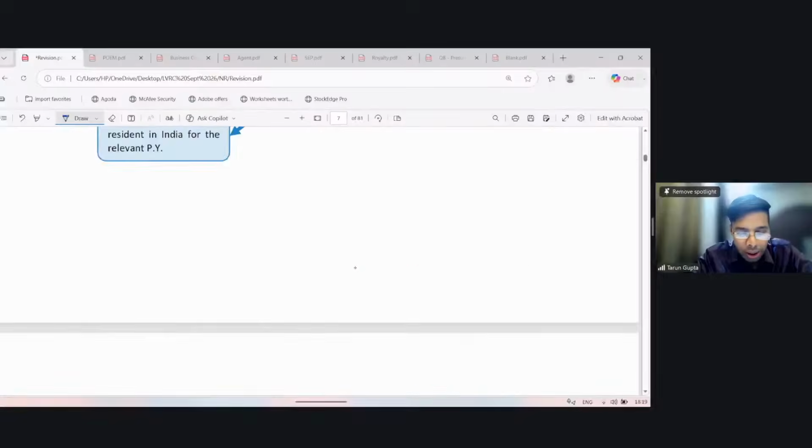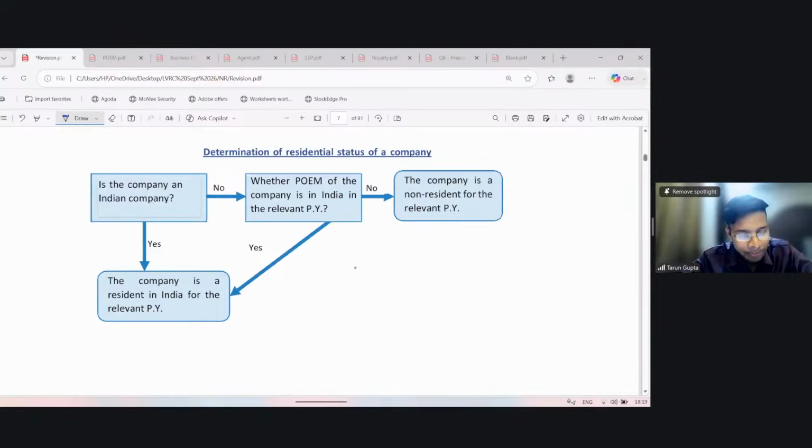So, for the residential status of a company, we have to ask whether the company is an Indian company. If the answer is yes, then full stop, the company is a resident. But if the answer is no, then we have to see whether the POEM of such company was in India in that year. If the answer is yes, then the company is resident. If the answer is no, then the company is non-resident. And remember, we have the concept of ROR and RNOR only in respect of individual and HUF. Such concept is not applicable in case of any other person.